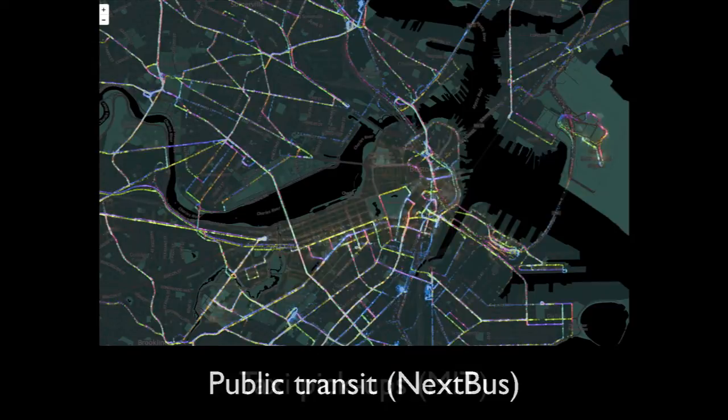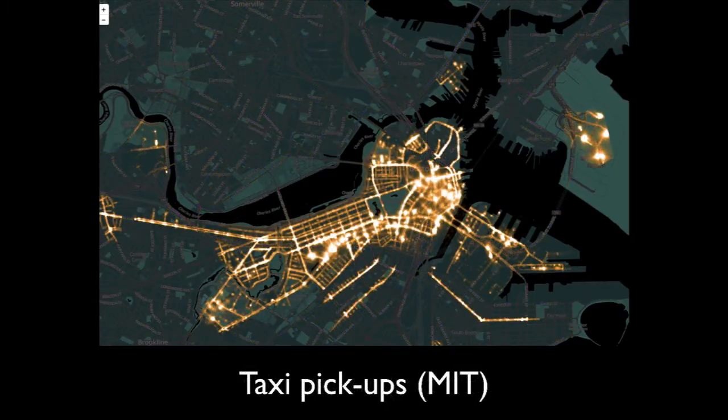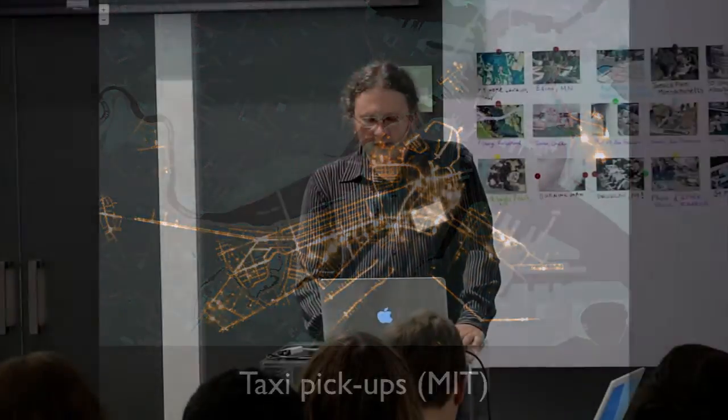And similarly with taxis, there are all these digital records of where taxis are picking up passengers. And again, the routes are missing. You don't know where they went after they picked somebody up, but you can see the hotspots of activity in the city based on where people are getting the taxis to begin with.